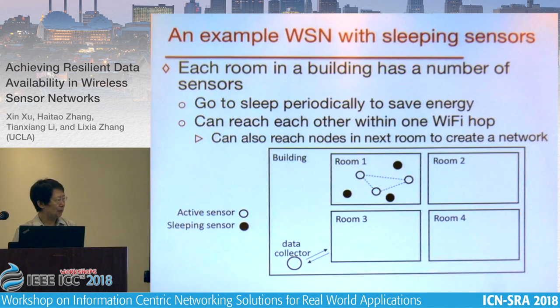So the students picked this scenario: we have rooms in an old building, and some sensors in each room. Adjacent rooms have sensors near each other. If you think of each room as a synchronization group, then you have multiple synchronization groups that can pass information along, and eventually you have some data collector for the building collecting energy consumption and temperatures periodically. So that's a very simple scenario.